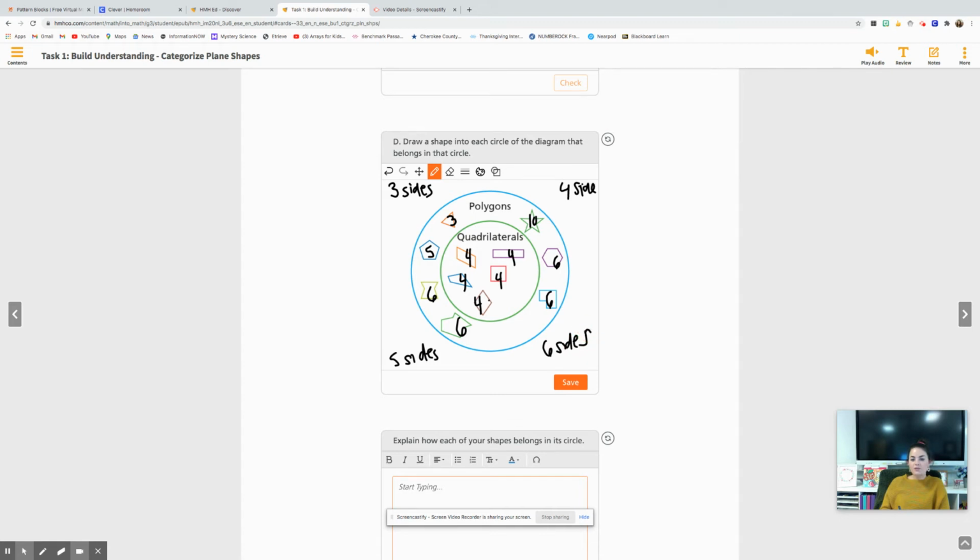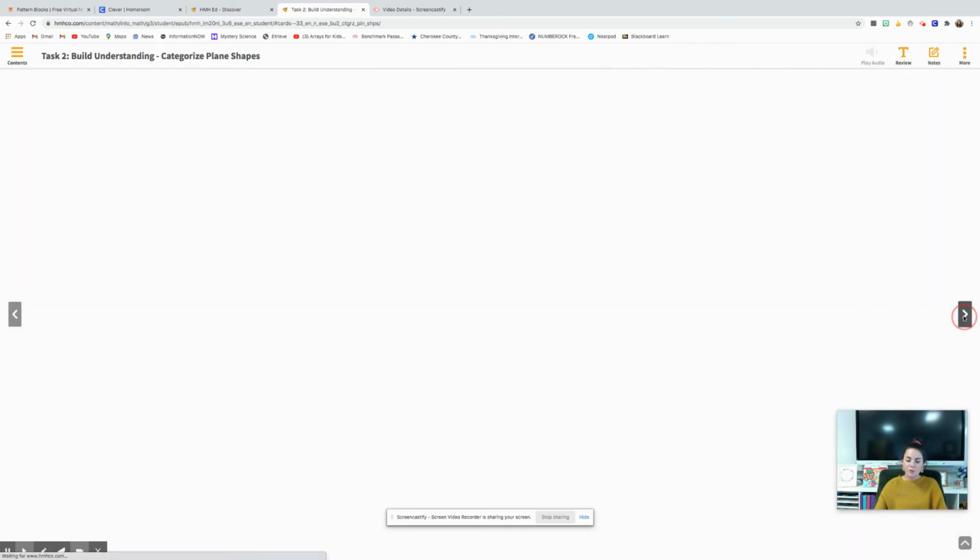And then redraw your shape inside that category. Practice doing that in your book or on a piece of paper. This is going to help you really keep sorting those shapes, okay? And really make sure you know what it means to classify shapes.